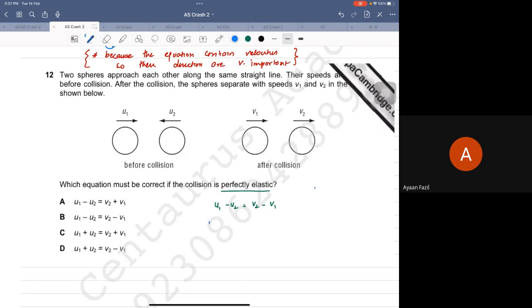Then you need to apply directions. Let's suppose somebody says I'm going to take this as positive, this as negative, which makes this as positive, this as negative, this as positive, and this is positive as well. Is it clear?